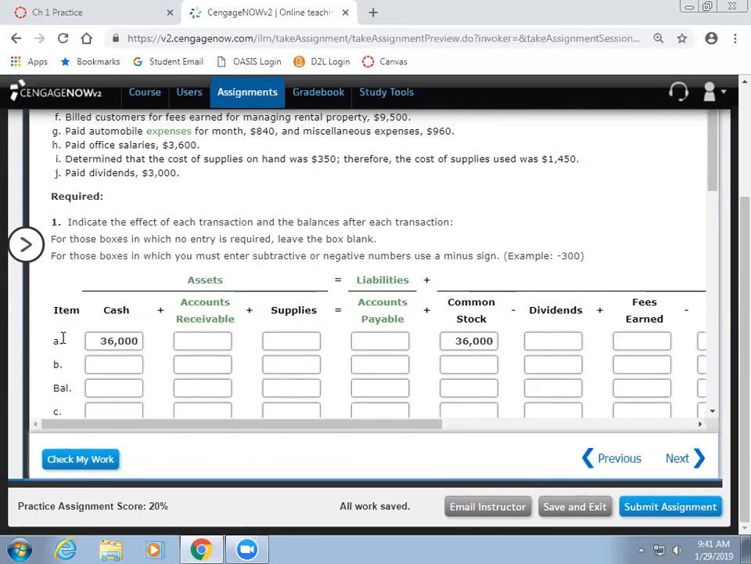So that's why there's like a balance line here, because after every transaction, we're going to make sure and do the balances of all of our accounts, so that way we can kind of keep a running total and we can verify that we're still in balance.